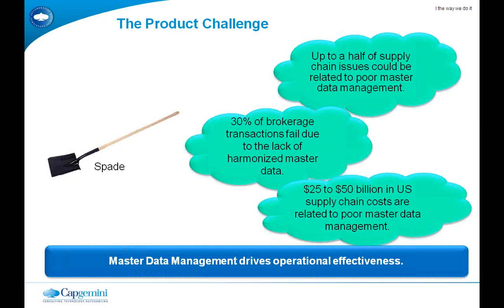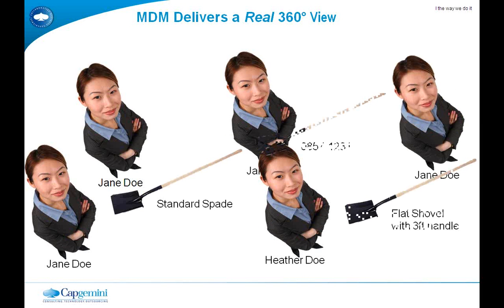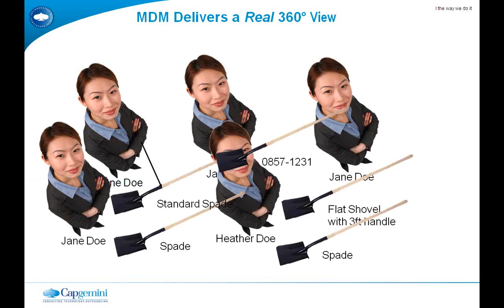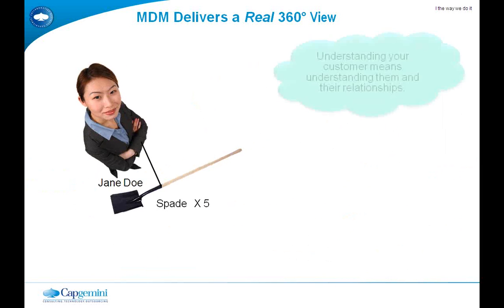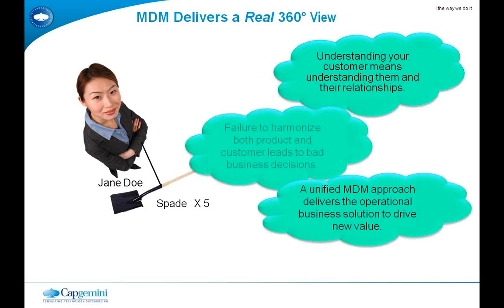The ultimate goal of MDM is getting a true 360-degree view of our enterprise, and in this case, of our customer, and then the relation of our customer to our products. So we really want to know all the relationships of our customer to our organization. In this simplified view, it's showing that Jane Doe really enjoys garden work and has bought multiple spades from us. But in reality, when we're talking about a 360-degree view of our customer, we want to know all the relationships of that customer to our organization, but also other relationships that customer may have.